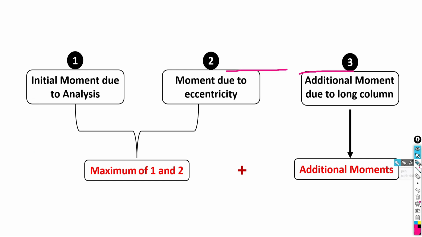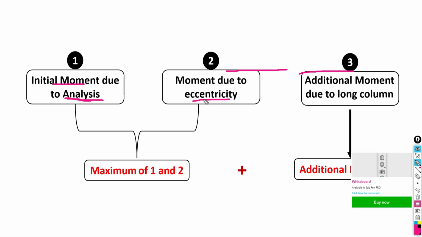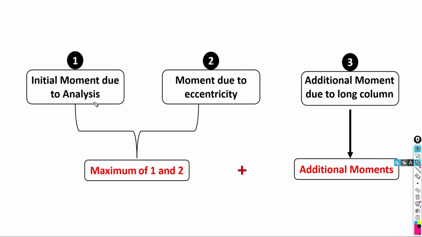So here we are having different types of moments. One moment is coming from the analysis results, another moment we have to calculate based on the eccentricity criteria, and a third moment we have calculated due to long column effect. So we have to compare the initial moment due to analysis results and the moment due to eccentricity criteria. Among these two values, we have to consider the maximum one.